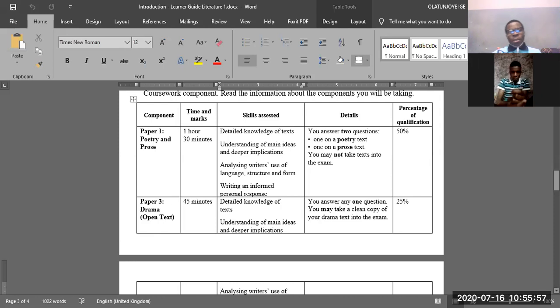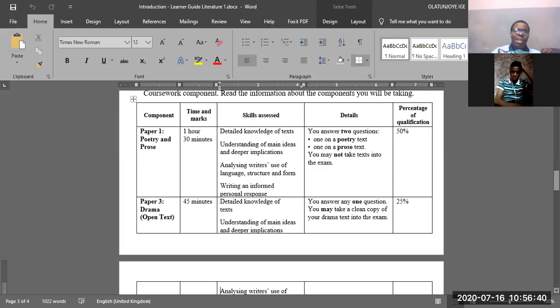What are the components? Paper 1. The time frame for paper 1 is 1 hour. And what are you going to be assessed on? Before you get to the examination, you must know how to understand main ideas and deep implications. You have to be able to read, understand, and give a deeper interpretation of what you have read. You have to analyze writers' use of language, structure, and form. You will also be assessed on writing an informed personal response. So when the question is given to you, you should be able to respond.